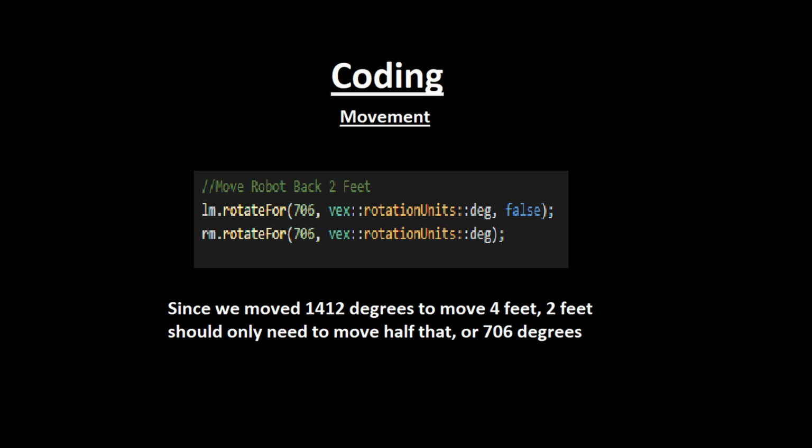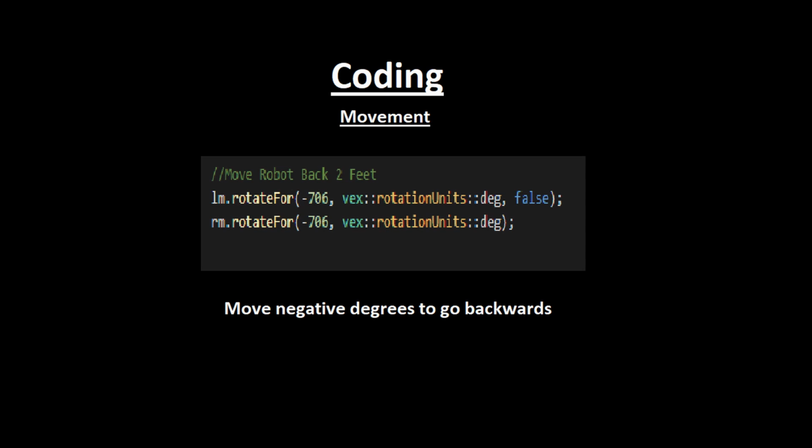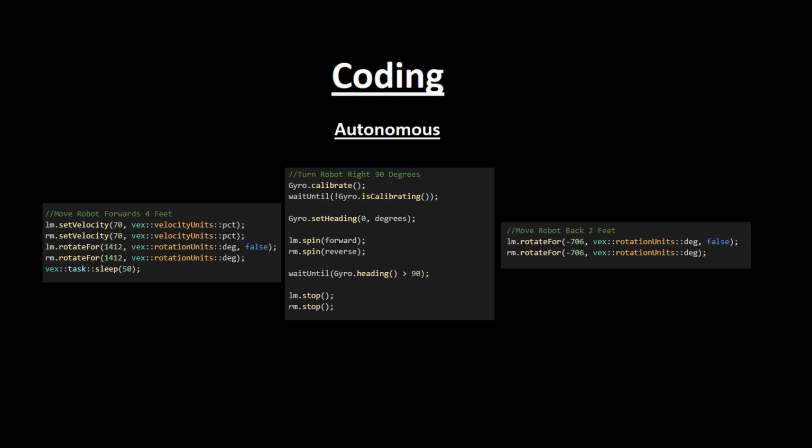But the only difference is that now you have to make sure that the degrees are negative, because you're going the opposite direction of what you were doing before. And once you do that, then that should be about it. You have a full program that moves the robot forwards 4 feet, turns 90 degrees right, and then backwards 2 feet.